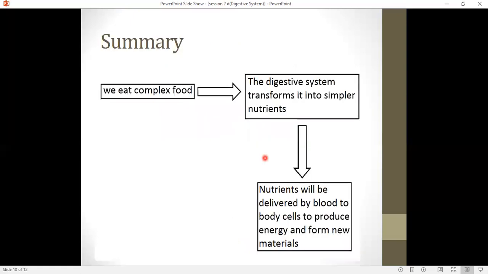Let's make a quick summary. We eat complex food like carbohydrates, lipids, and proteins. Then the digestive system is going to transform it into simpler nutrients. If it is carbohydrates, it's going to be monosaccharides, disaccharides, or polysaccharides. If it is lipids, it's going to be fatty acids and glycerol. If proteins, they are going to become amino acids. Then these nutrients will be delivered by the blood to all the body cells to get the energy needed and to build up our body.